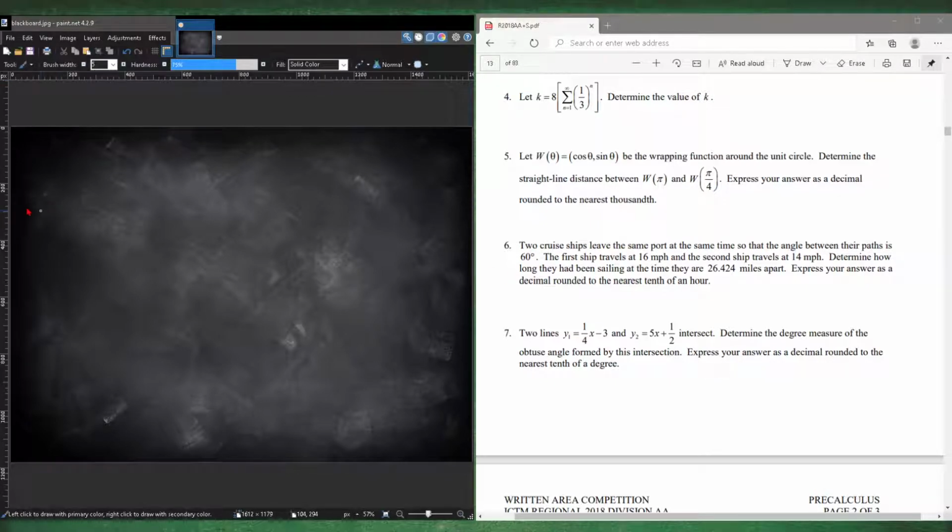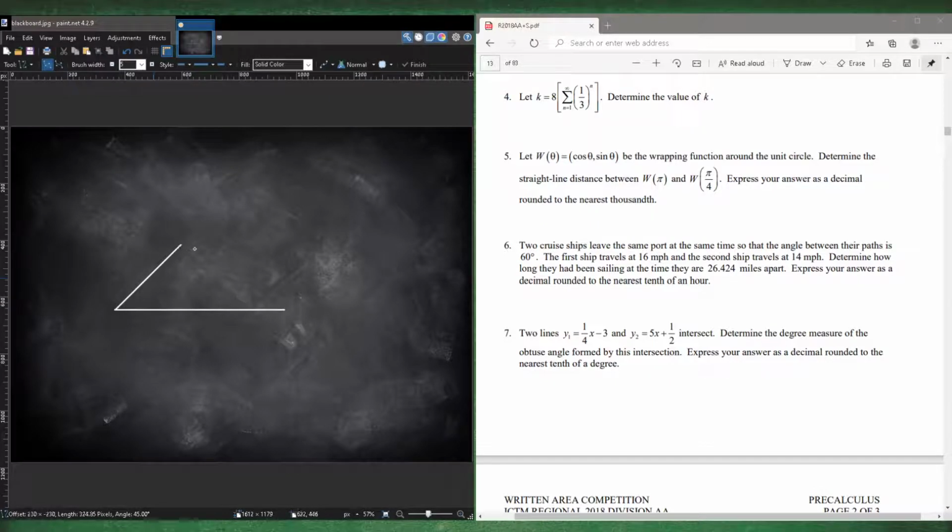Okay, so we have a first ship that goes by 16, and then the second one goes by 14, but at 60 degrees, so something like this, maybe. And then they're at a distance apart, so the endpoints are where the ships are at, so then we need to connect those two, and that gives us our distance. Okay, so we have some kind of triangle. Now let's label our values.